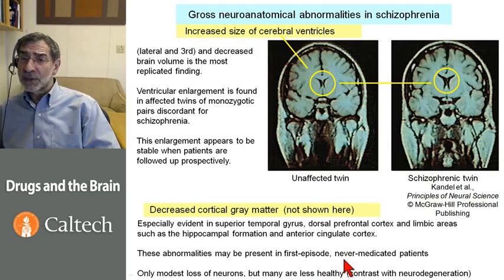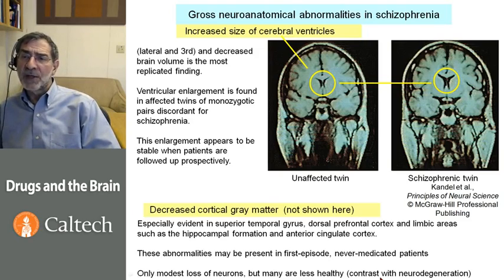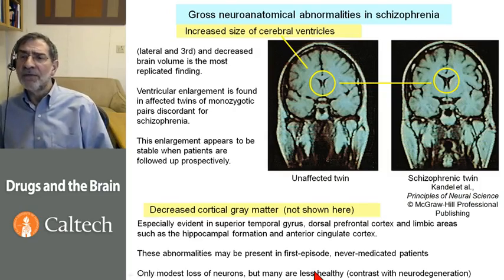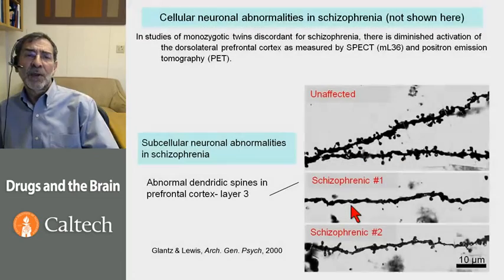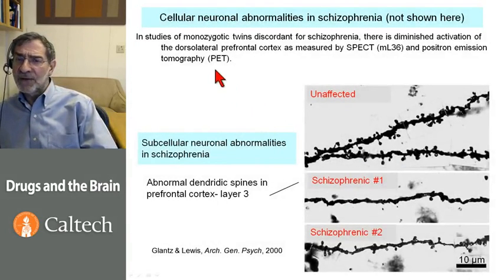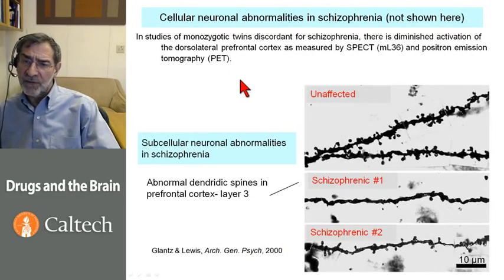Now, it's important to point out that neurodegeneration also involves decreased gray matter because neurons die. But in schizophrenia, there's only a modest loss of neurons. Instead, it looks as though the volume of each individual neuron and its processes is smaller. There are abnormalities at the cellular level in studies of monozygotic twins, again a favorite subject for schizophrenia research.